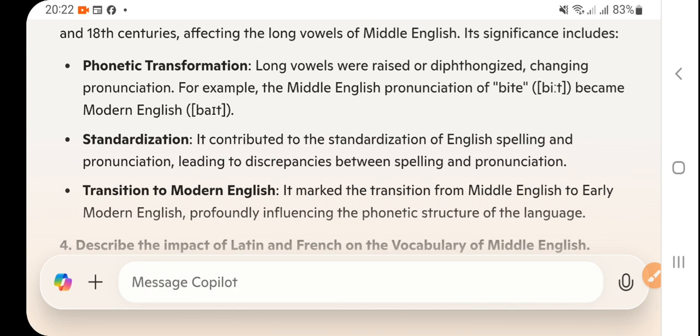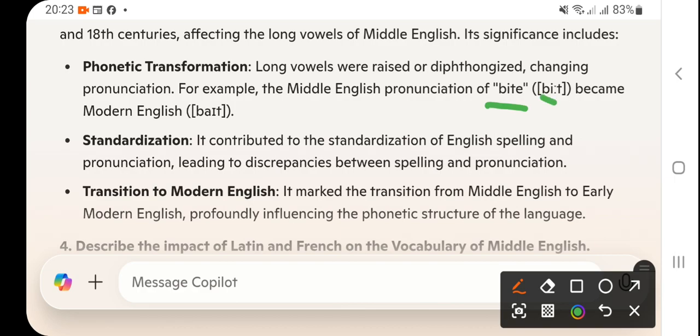diphthongized, right? Diphthongized, changing pronunciation. For example, the Middle English pronunciation of bite, right? So that's beat, the Middle English. However, it's bite now, but that beat became bite. So earlier, in Middle English, it was pronounced as beat, but now in Modern English it's bite. So that's a good example you can remember.